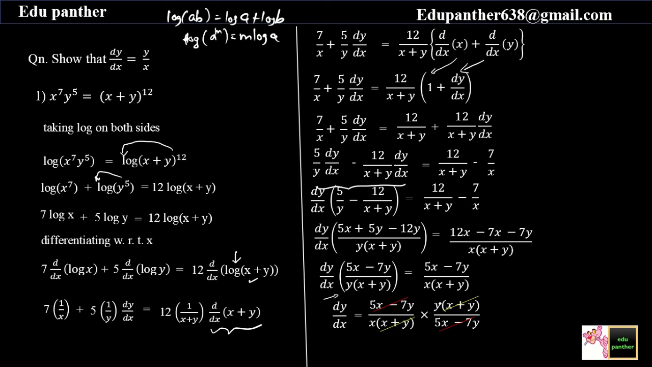So in the numerator, what is remaining? y. In the denominator, we have x. So our final answer is dy by dx is equals to y by x, and this is what we have to prove. We have to prove that dy by dx is y upon x, which we have proved here. So this is our final answer. Clear? So the procedure is the same only. We just have to apply normal algebraic steps. Now let's move to the next question.